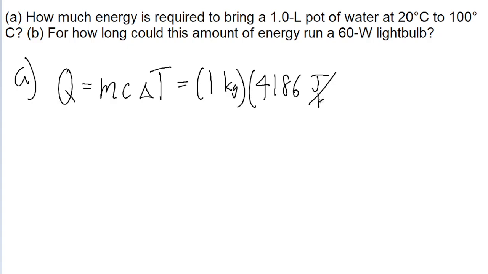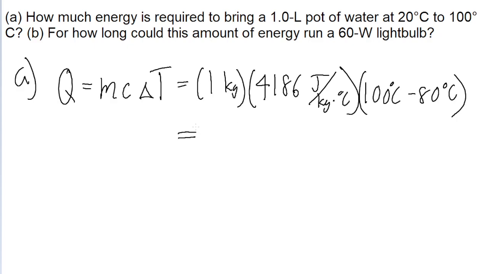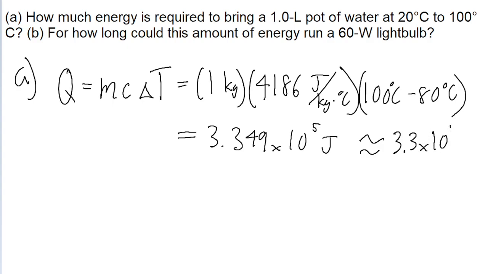So that's 1 kilogram multiplied by the specific heat, and the specific heat of water is 4,186 joules per kilogram degrees Celsius, multiplied by the change in temperature, and we're going from 20 degrees Celsius to 100 degrees Celsius, so final temperature minus the initial, 100 degrees minus 20 degrees. And if we put that into a calculator, then we find an absorbed heat of about 3.349 times 10 to the power of 5 joules, which rounds to about 3.3 times 10 to the power of 5 joules. So that's part A.